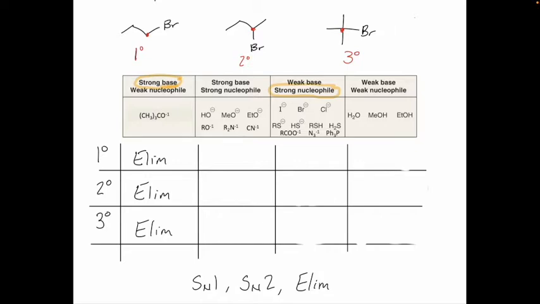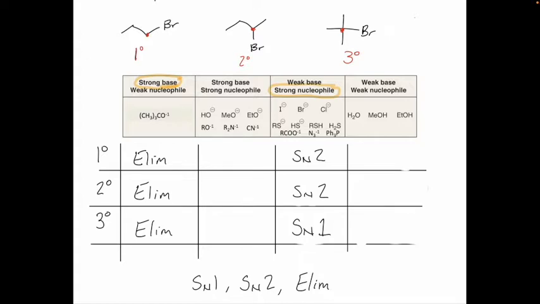substitution, right? And the tricky thing here is remembering that our primary and secondary substrates like to undergo SN2, whereas the tertiary undergo SN1. So for all substitution reactions, the primary and secondary are SN2, and tertiary are SN1.